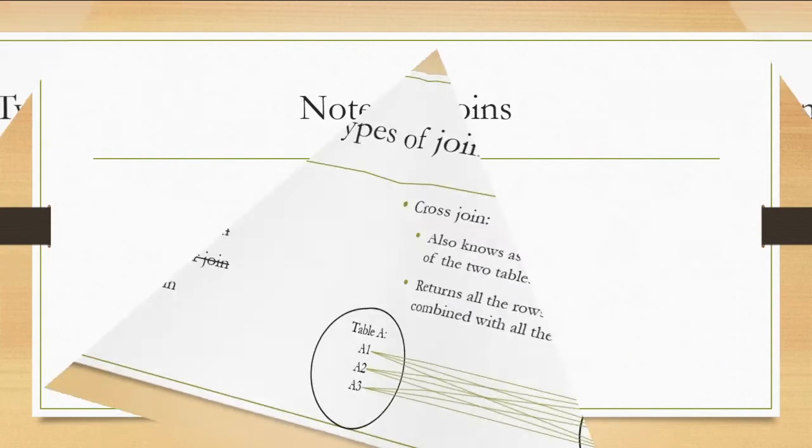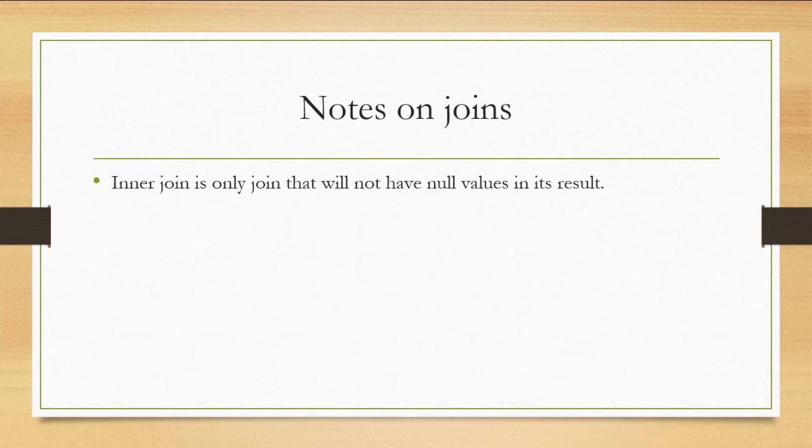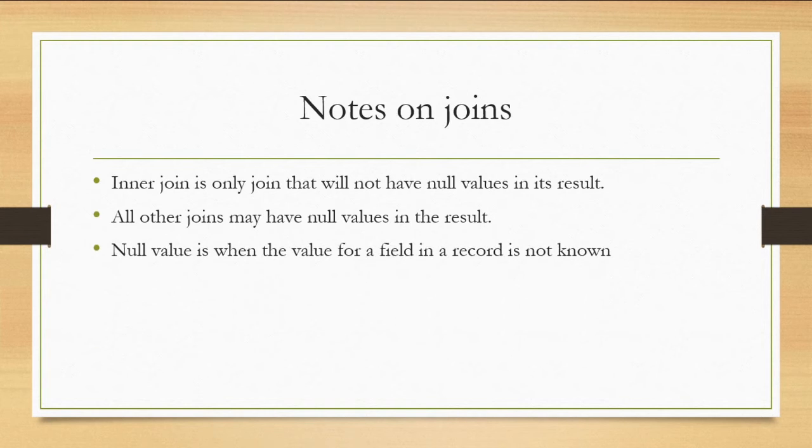Okay, a note on joins. Inner join is the only join that will not have null values in its result. That is why it is used in high school, as it does not give you any nulls. Whereas all other joins may have null values in the result. A null value is when the value for a field in a record is not known. In other words, it is an empty record.